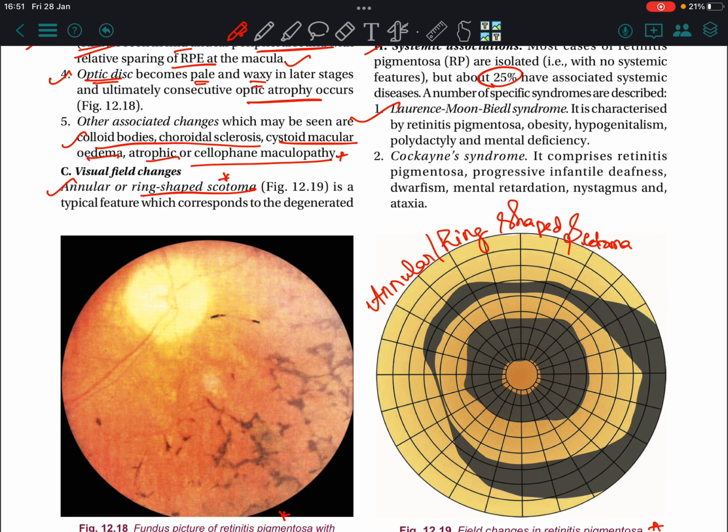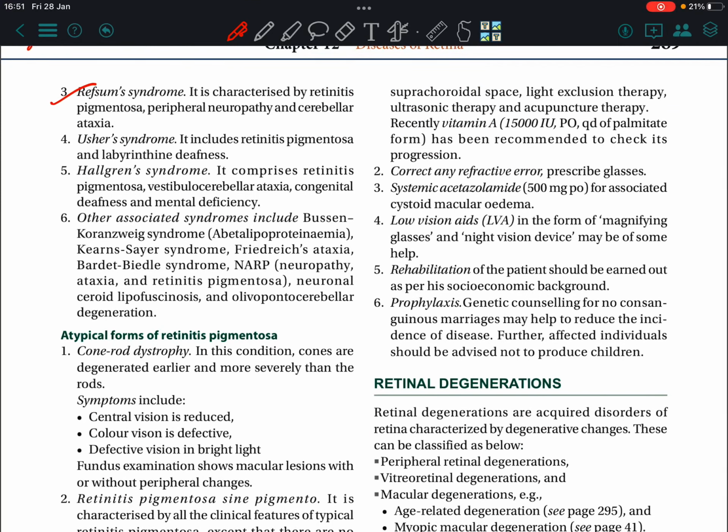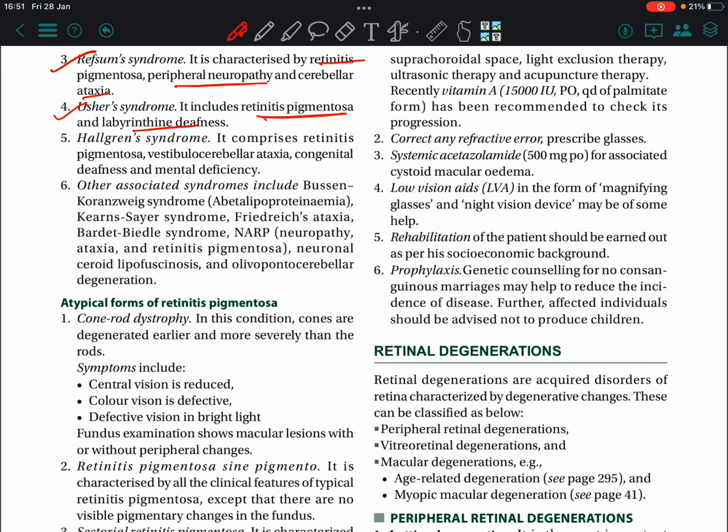Laurence-Moon-Biedl syndrome. Cockayne's syndrome: progressive infantile deafness, dwarfism, mental retardation, nystagmus, ataxia. Refsum syndrome is characterized by retinitis pigmentosa, peripheral neuropathy, and cerebral ataxia. Usher syndrome includes retinitis pigmentosa and labyrinthine deafness. Hallgren's syndrome comprises retinitis pigmentosa, vestibulocerebellar ataxia, congenital deafness, mental deficiency, etc.